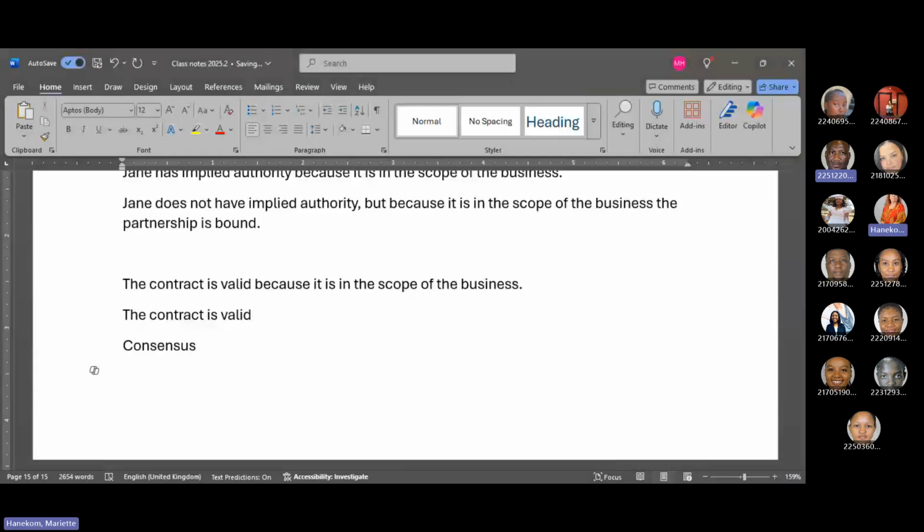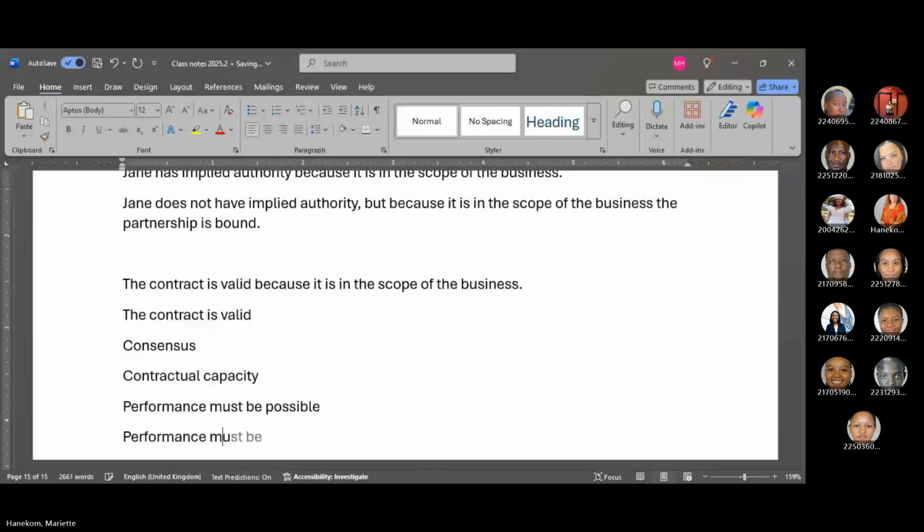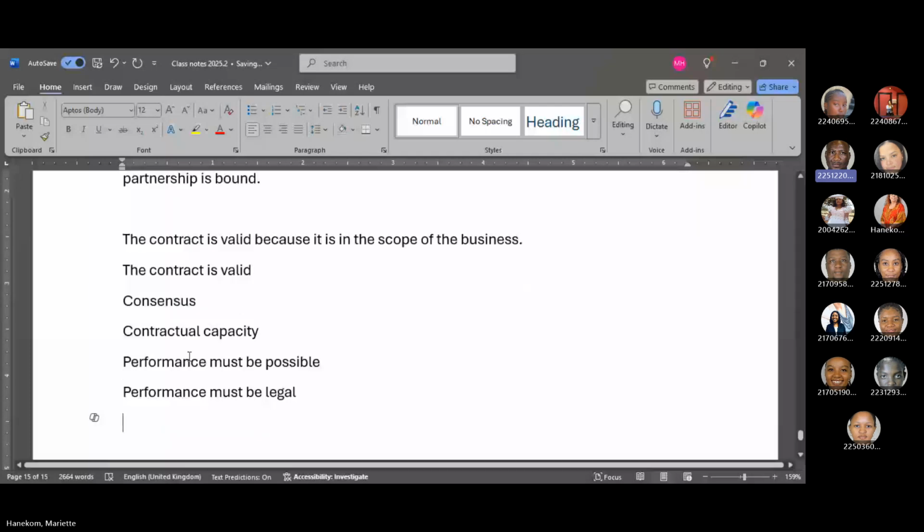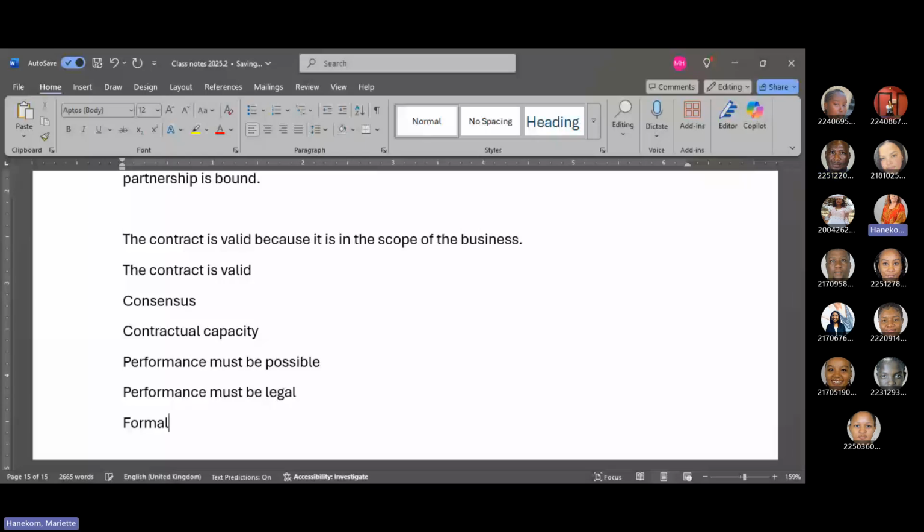Yes, performance must be legal. And then formality, if it is required, if it's being agreed between parties. Absolutely. You are 100% correct here. These are the requirements for a contract to be valid.